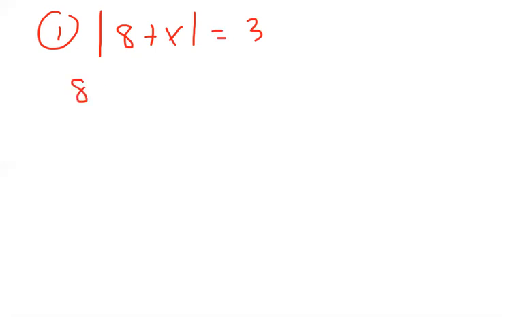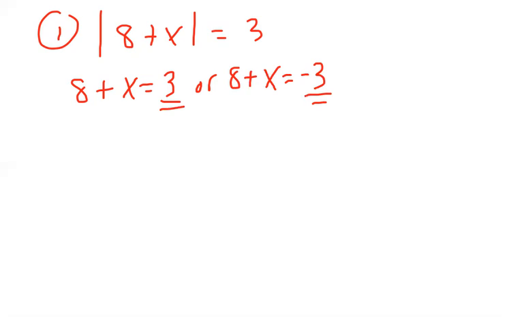Number 1, the absolute value of 8 plus x is equal to 3. You notice the absolute value has already been isolated. So now you're ready to create your 2 equations. 8 plus x, what's inside the absolute value, is equal to 3, or 8 plus x is equal to negative 3. Again, guys, 2 numbers will produce the exact same value. That's why we have a positive 3 and a negative 3.